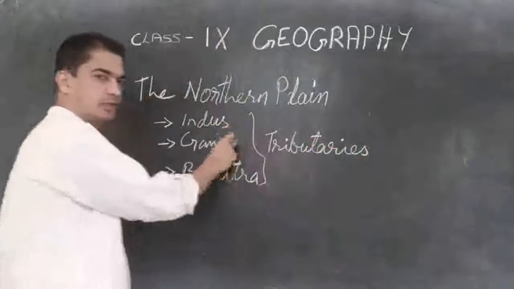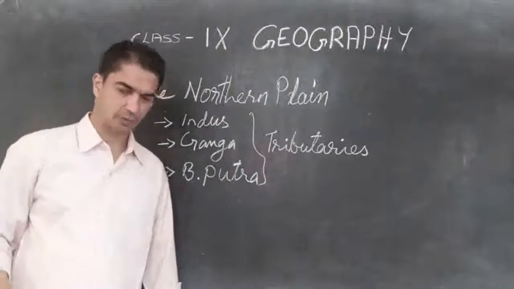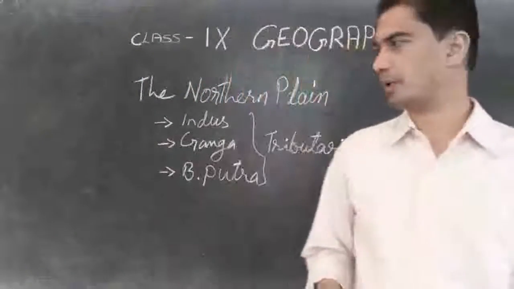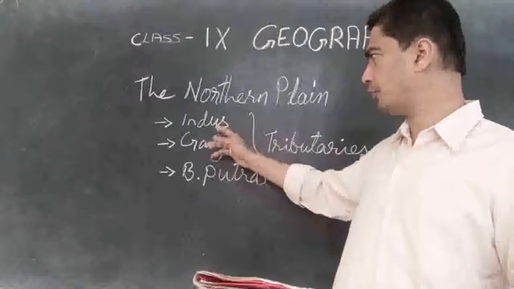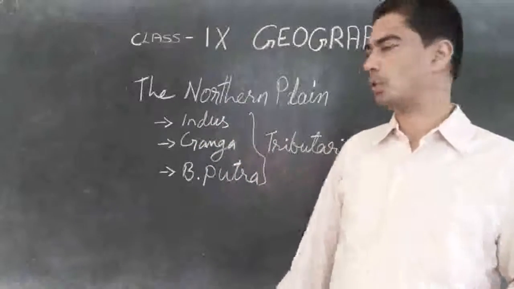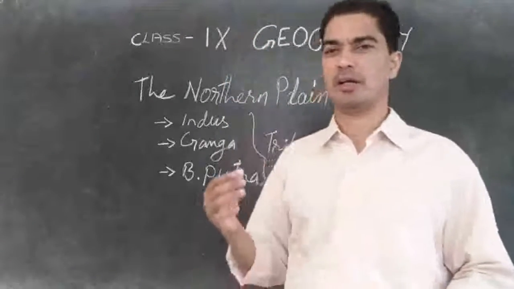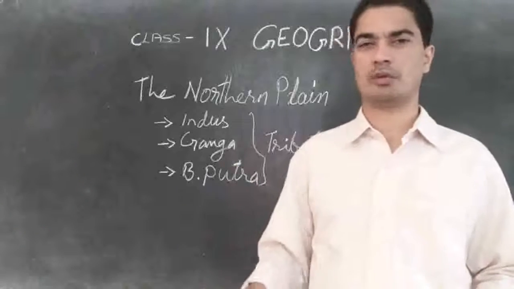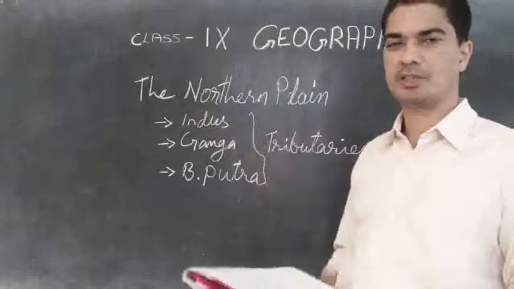All these three rivers have many tributaries. Tributaries means the small branches that are coming. Many small tributaries join together and form the big river. All these rivers bring down a lot of soil, and they come and deposit it at the bottom, or at the foot of the mountain, and that way the northern plain is formed.